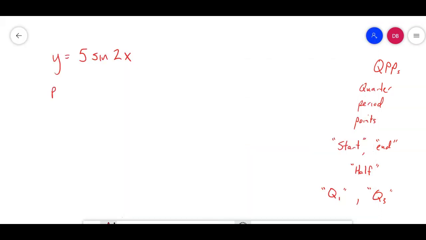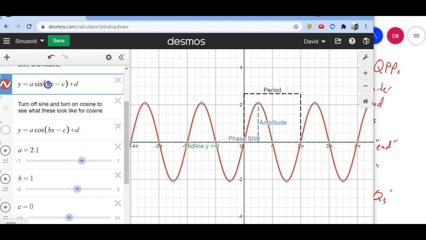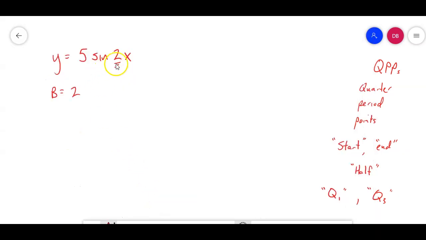In our problem, B is equal to 2. It's the number in front of x, the number that's being multiplied by x. If that is 1, the period is 2 pi. If it's not 1, then the period is 2 pi divided by that number, technically the absolute value of that number. So 2 pi divided by 2 is just pi, and that is the period of this function.